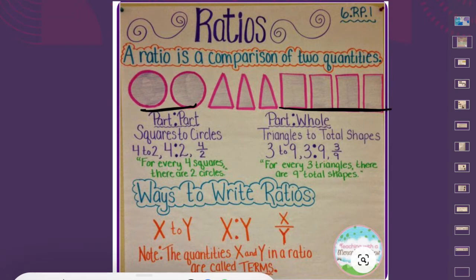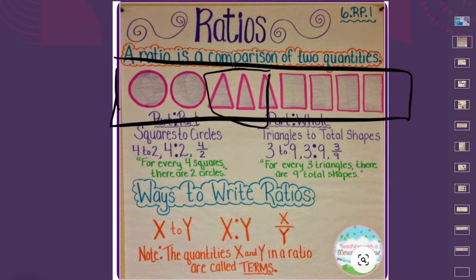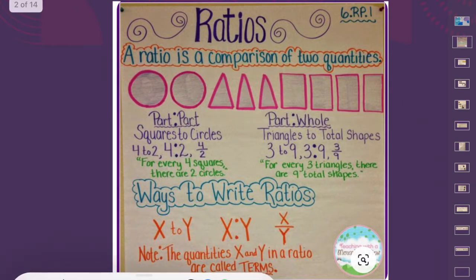And if we have a part-whole ratio, we're comparing a part of the set, which in this case is the triangles, to the whole, all the shapes within that set. And so a part-whole compares a part with the total amount.